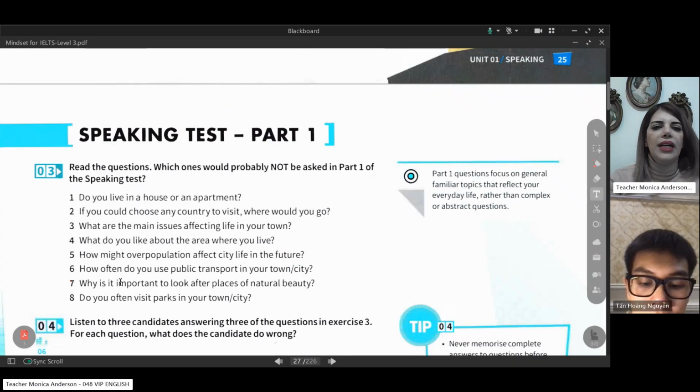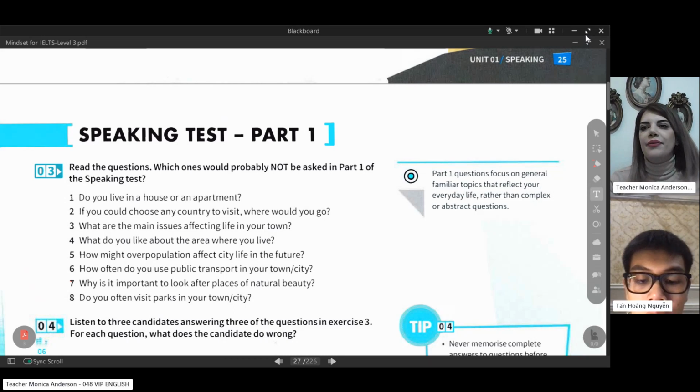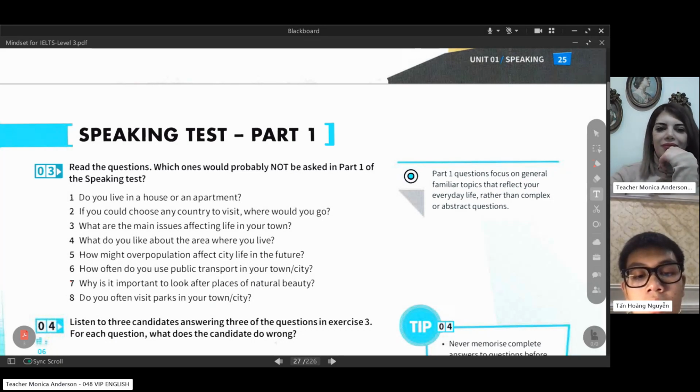Yes. Okay, well, and why is it important to look after places of natural beauty? Why? Natural beauty. I think that, because beauty roles are very like, I just forgot the synonym of important.